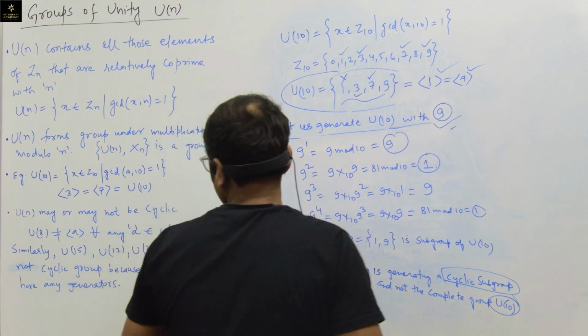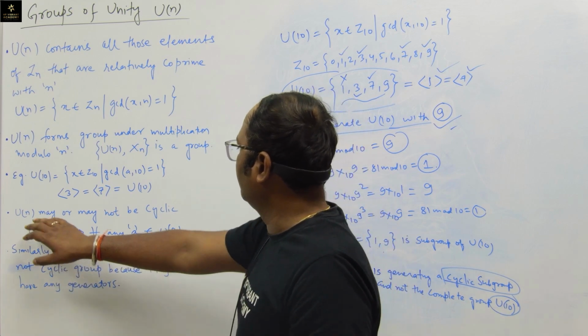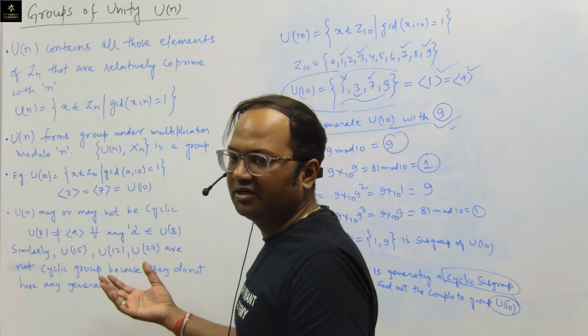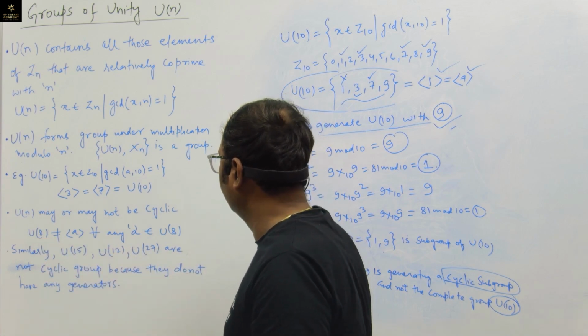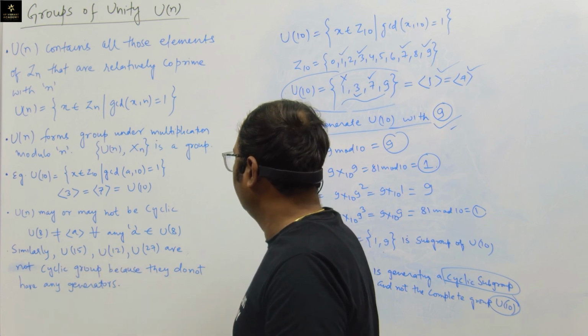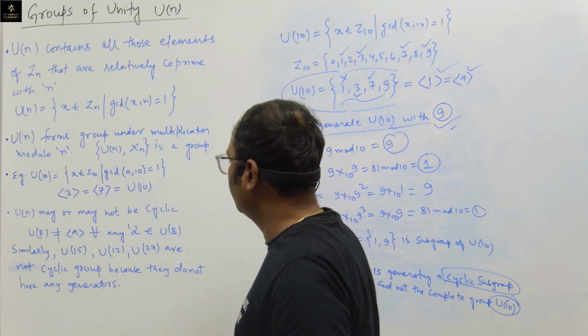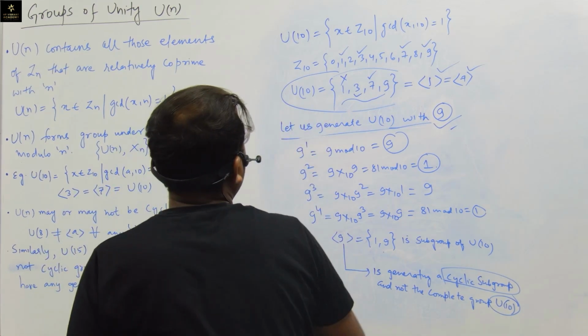Now let us move further. UN may or may not be cyclic. The example is U8. U8 is not cyclic. Similarly, U15, U12, U27 are not cyclic groups because they do not have any generator. So let us check this with U8.